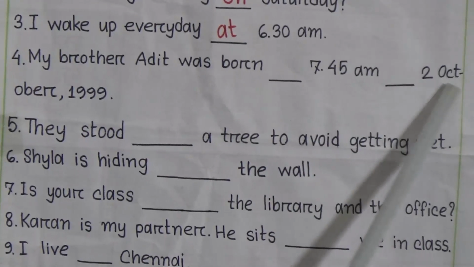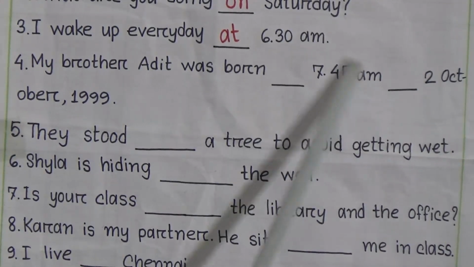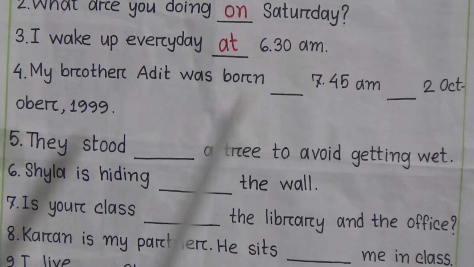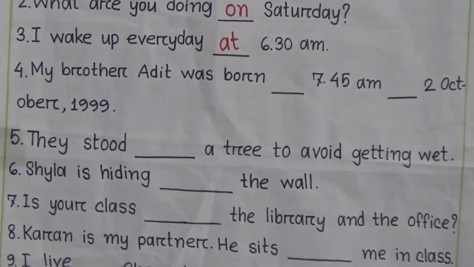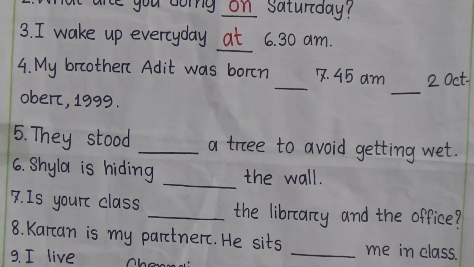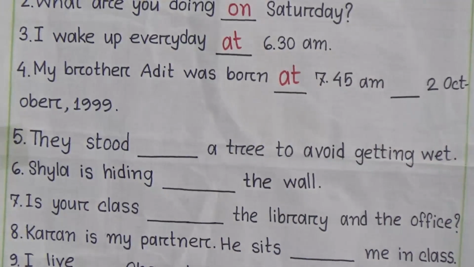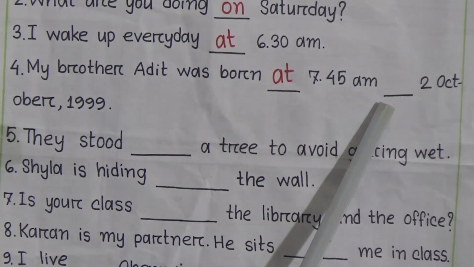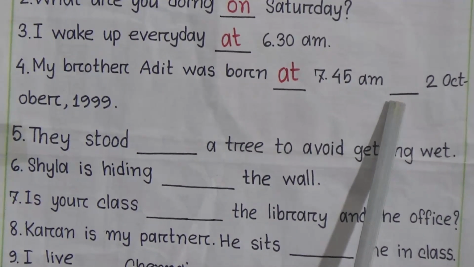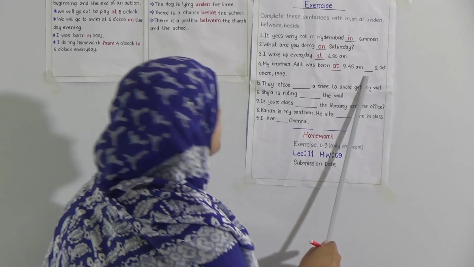Number 4, my brother Adit was born gap 7:45 a.m. Another gap to October 1999. So here again we find time. So students, you know before time we have to use preposition at. So I'm writing here at. And in the second gap, can you say what will be the answer? Think about it. I hope you can understand what will be in the gap.